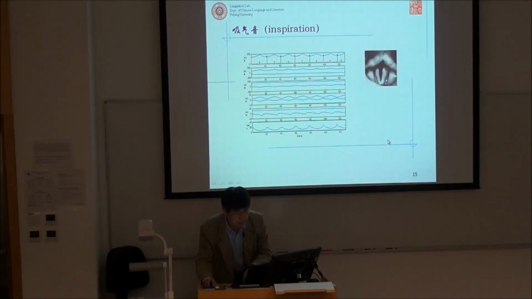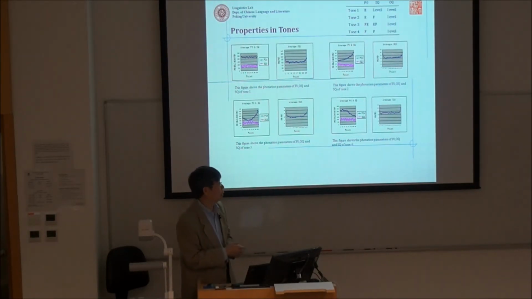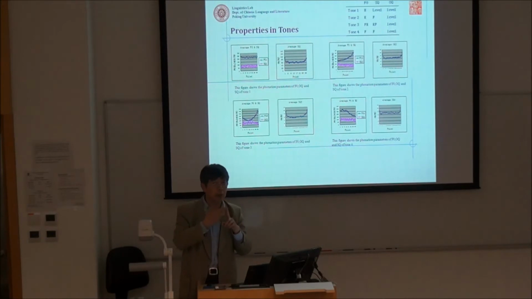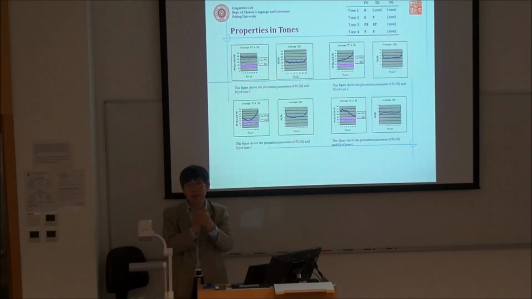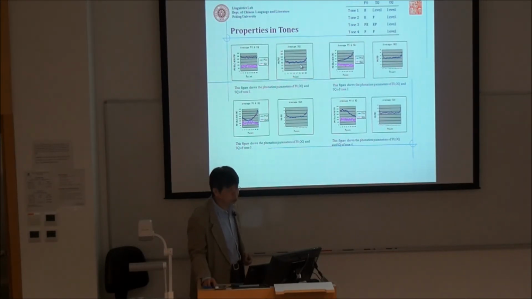This is an inspiration. By this system, we have extracted the parameters of the 4 Mandarin tones. We usually use 3 parameters. Of course, the first one is F0. The second one is open quotient, and the third one is the speed quotient. Now from here we can see this is F0, this is speed quotient, this is open quotient.